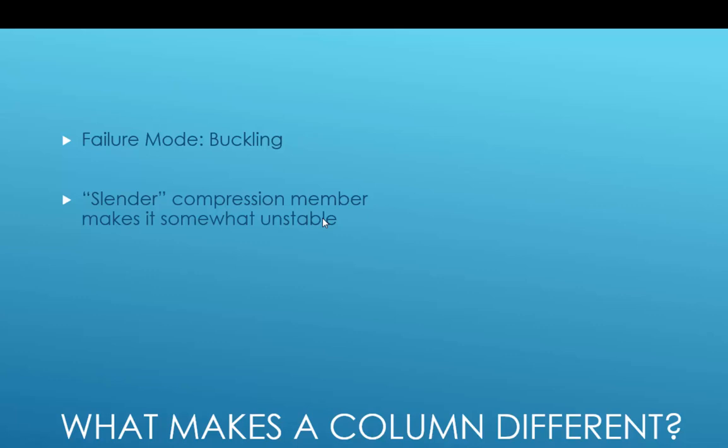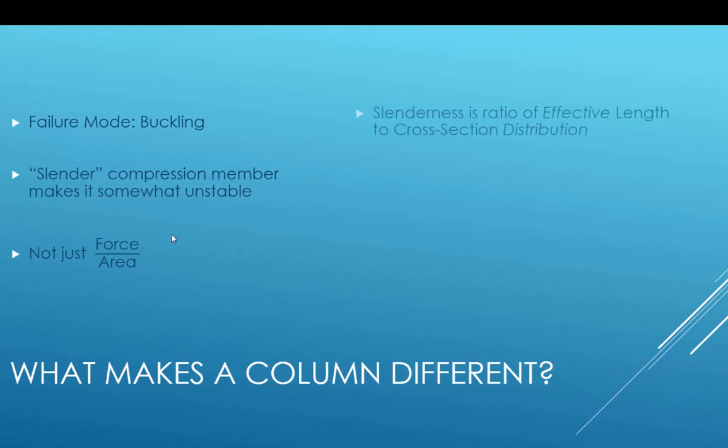Because it's slender, which means there's a certain ratio of its length to its width, I'll get into that in a bit, that makes it more unstable. And so it will fail before it gets to its force over area, the yield strength. So we have to consider some more complicated issues than just force over area. What makes it slender is we can measure this. The slenderness is the ratio of its effective length to the distribution of its cross section.